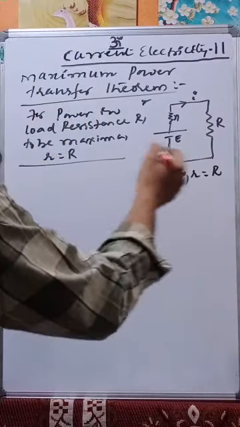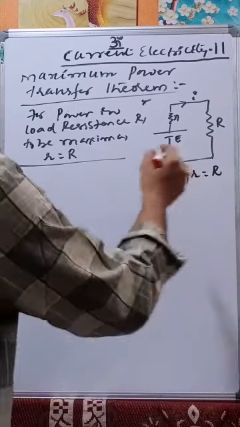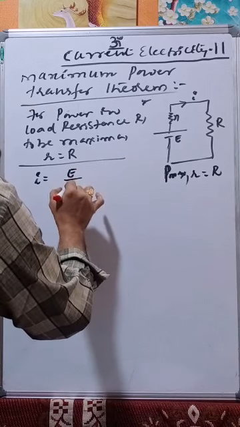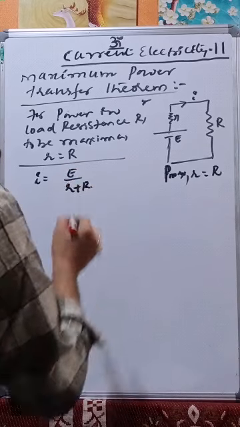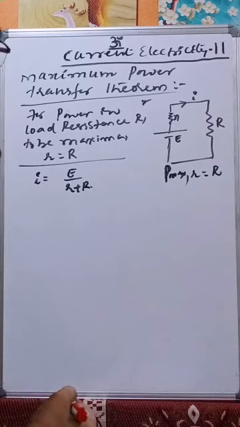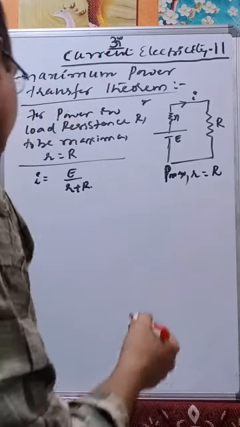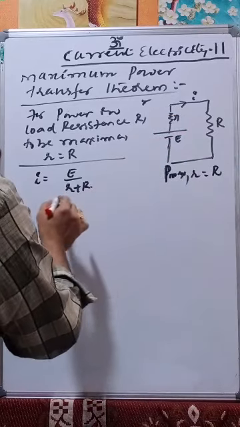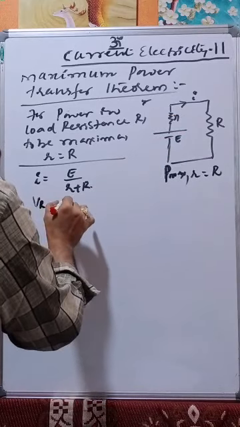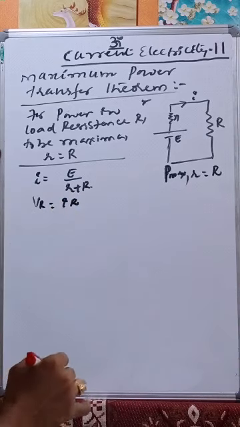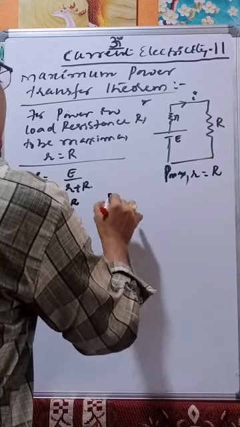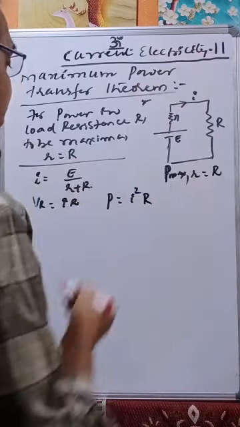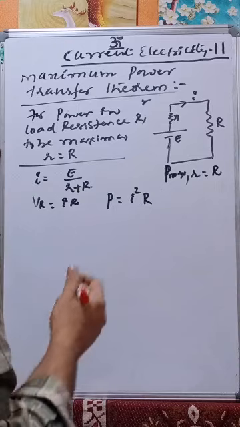Okay, now let us see how it is possible. Now we know what the current I is: I is equal to E by R plus r. Now what is the voltage across the resistance? VR is equal to IR, and power is equal to I square R. We have derived this yesterday, in class 10. Power is equal to I square R.